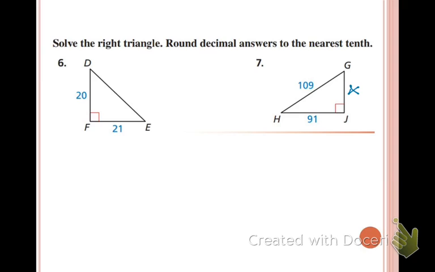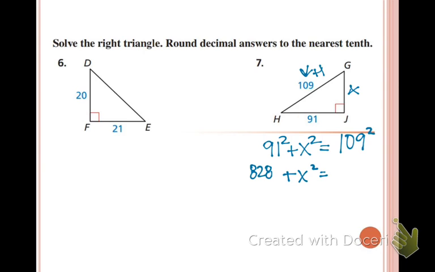A leg. The most common mistake in this is that students solve with the Pythagorean theorem wrong. 109 is your hypotenuse. So when you do a squared plus b squared equals c squared, 109 needs to be your c. So my 2 legs squared, 91 squared plus x squared, will equal 109 squared. What is 91 squared? 8,281. 8,281. I remember the other one ends in 81. I don't remember the rest.